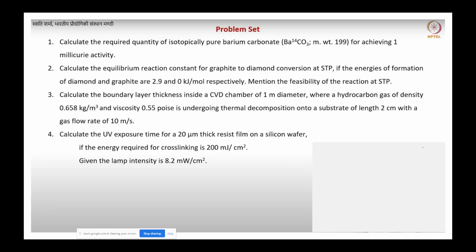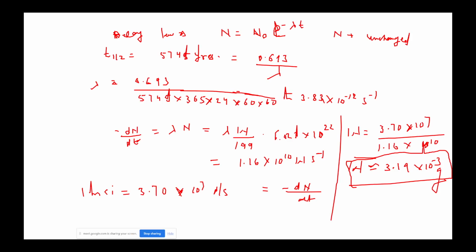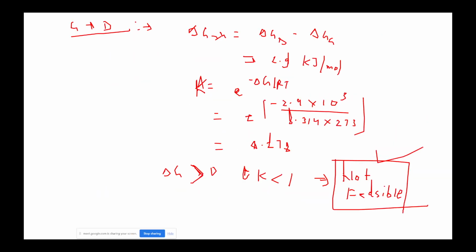Yeah. So now calculate the boundary layer thickness where your chamber diameter is 1 meter and the density of your hydrocarbon gas is 0.685, viscosity is given, and thermal decomposition onto substrate length is 2 centimeter with a gas flow rate of 10 meter per second. Okay, so here, let me take another slide.